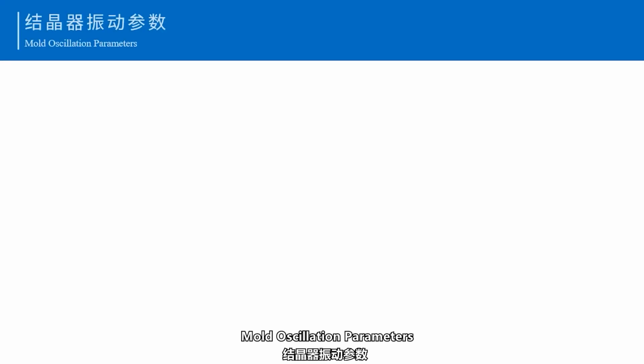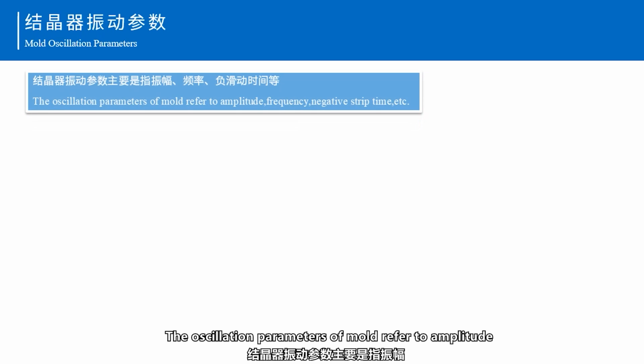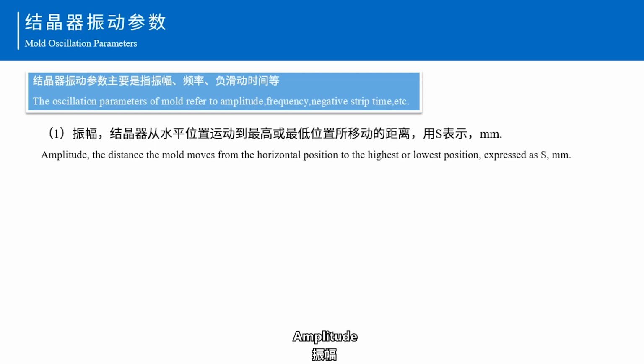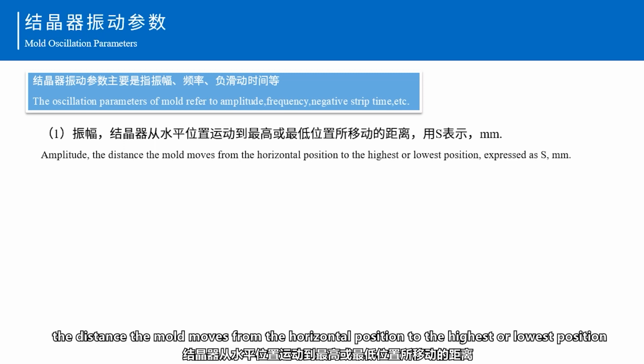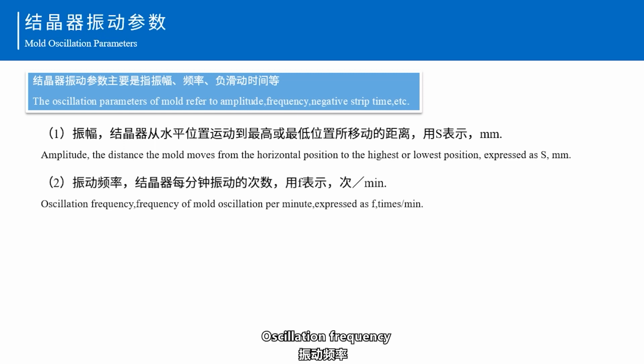Now, let me introduce mold isolation parameters. The isolation parameters of the mold refer to amplitude, frequency, negative strip time, etc. First, amplitude. The distance the mold moves from the horizontal position to the highest or lowest position. Expressed as S. Its unit is mm. Second is isolation frequency. It means the frequency of the mold isolation per minute. Expressed as F. Its unit is times per minute.